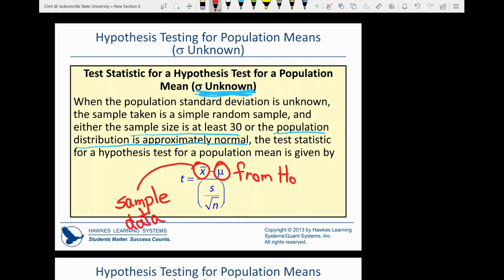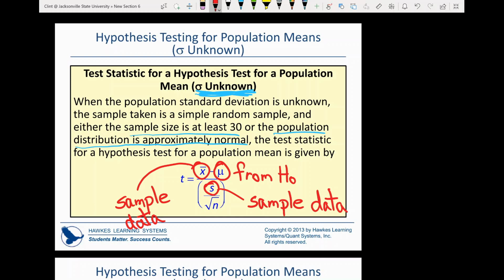And then the other difference here is that this s is not population standard deviation, that's sigma, but this is the standard deviation of our sample data. We've got to collect sample data anyway, so we can just calculate the sample standard deviation and then use that in our formula instead of sigma. But because we're doing that, we have to adjust a little bit by using the student's t-distribution instead of the normal distribution. So that's one of our big differences here.